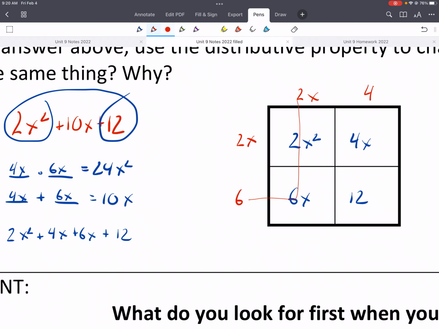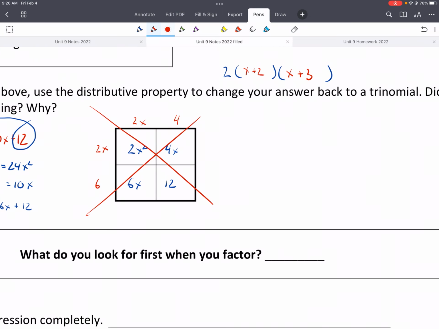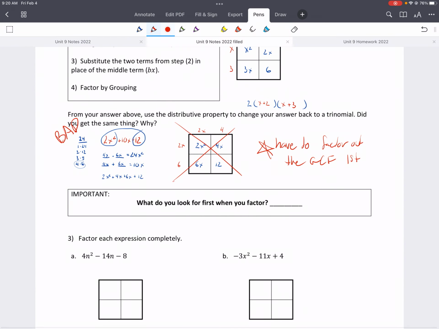So looking at this, it's like, what in the world? This is not working at all. And the reason why is because we didn't take out the greatest common factor. So this is bad. Bad. Okay? You have to factor out the greatest common factor. First, always. Okay, star, star, star. Please make sure you check that.